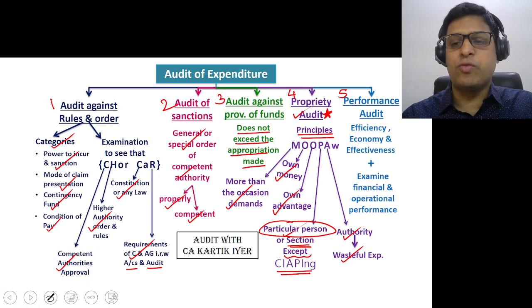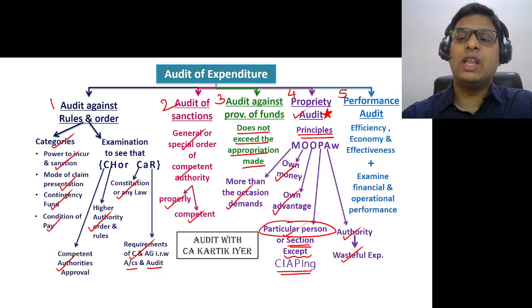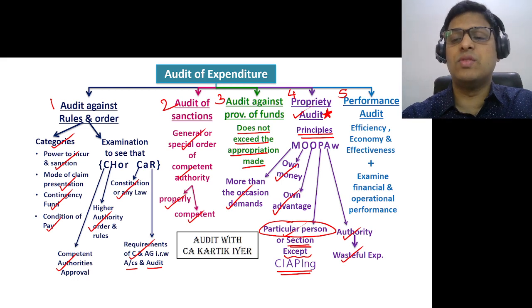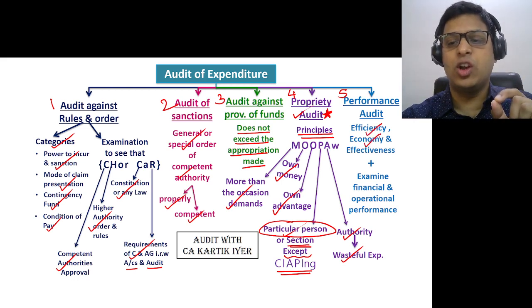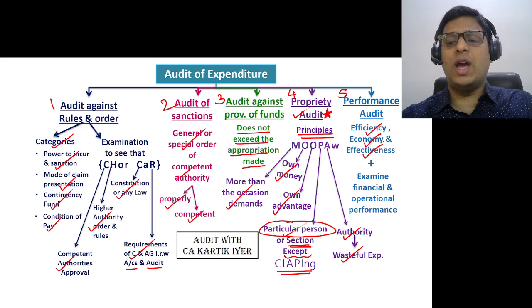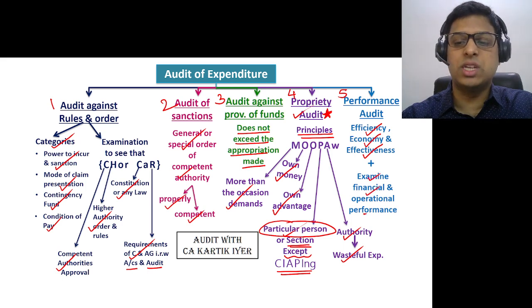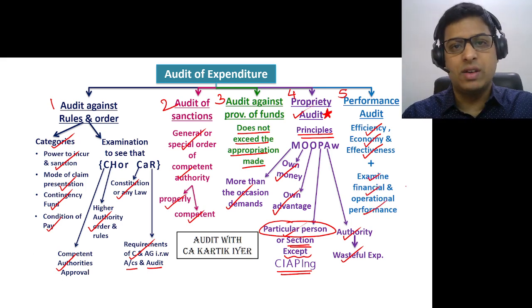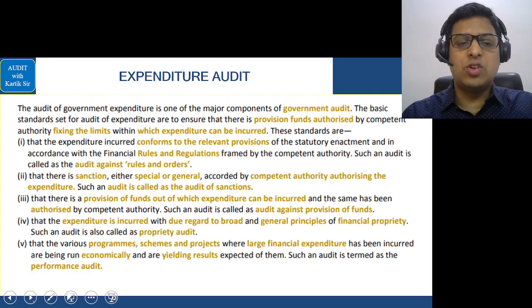Next is in relation to performance audit. In performance audit, you should check whether the work has been done with efficiency, economy, and effectiveness. Plus, you have to examine the financial and operational performance, whether it is done properly or not. Very, very important. Okay. Let's go further.